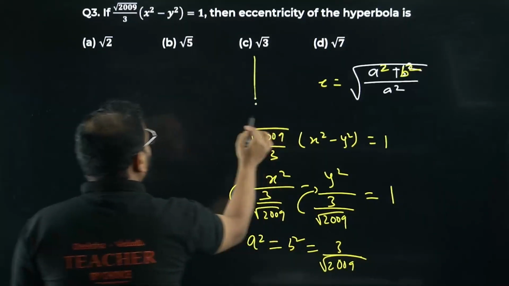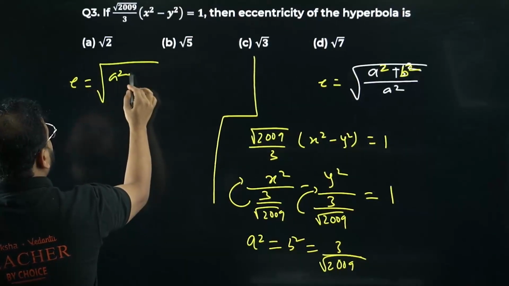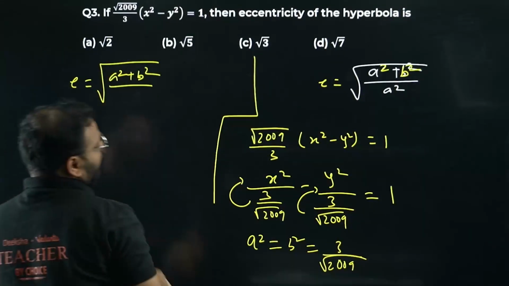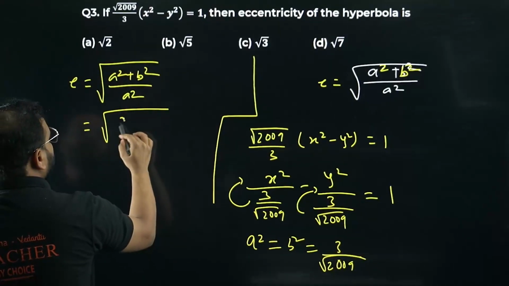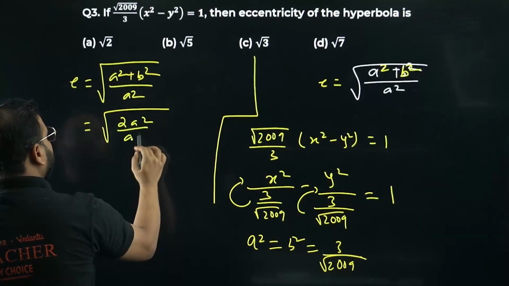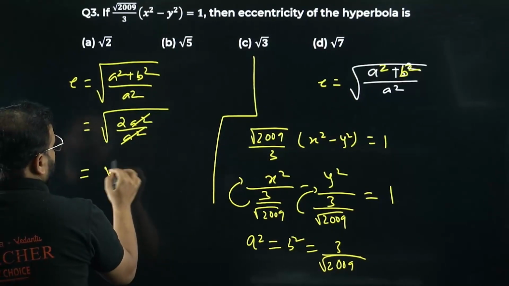So now from here you can check what is there. The e value is nothing but root of a square plus b square upon a square. They are equal, no? I can write here simply 2a square upon a square. Cancel, cancel. I get this as, please check, root 2.